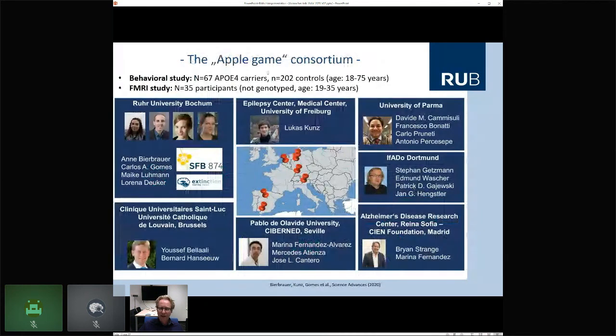We collected a relatively large number of participants across various different sites in Europe, in the Apple Game Consortium, and also conducted an fMRI study with a very similar paradigm in non-genotyped participants. We are currently planning an fMRI study with the same paradigm in genotyped participants as well.